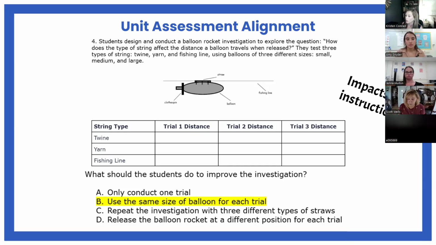Very good. So this particular question was formatted in a way that was similar to a question that was asked on last year's STAR. And we have to be really careful that we are allowing students to identify errors in investigation setups and how they can correct those, right? So I think we have too many variables in this question. So to improve it, they need to just make one of those controlled, which the answer choice would be use the same size of a balloon for each trial. So just make sure you're really careful with this as you're going through investigations with your students.